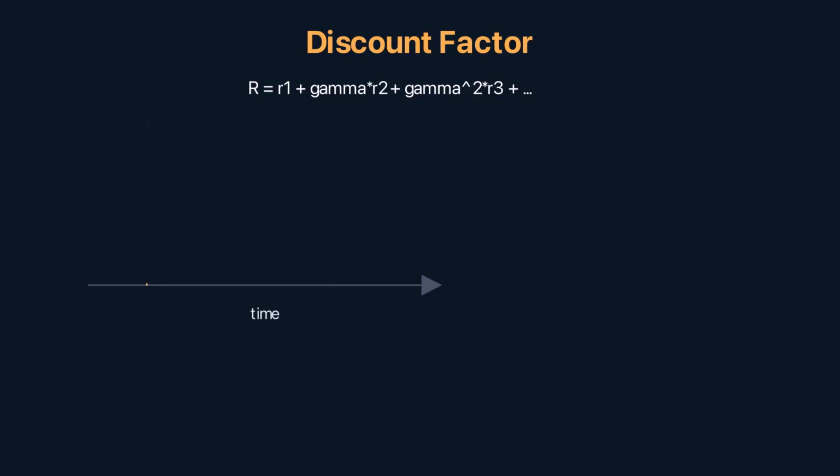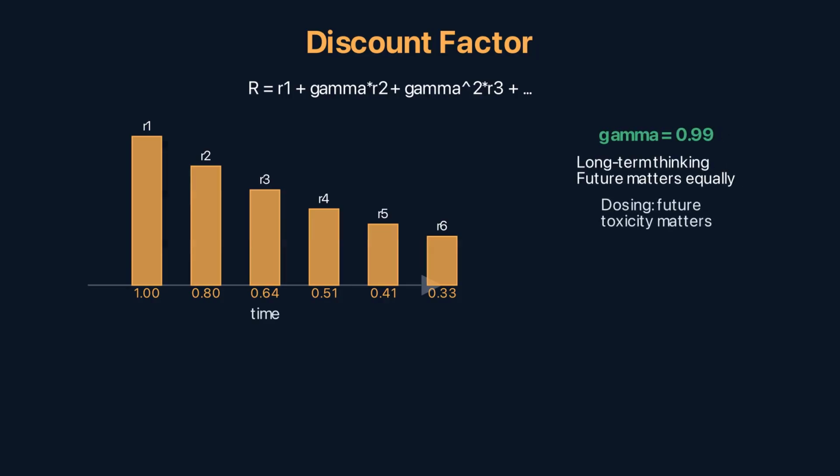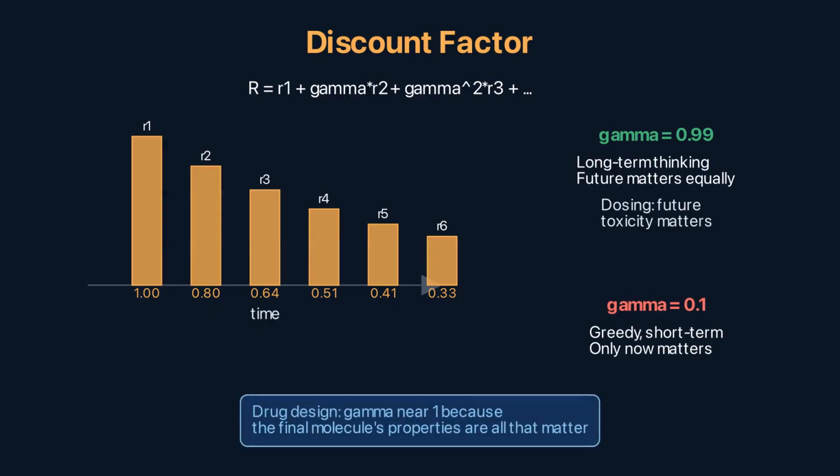A reward received now is worth more than the same reward received in the future. The discount factor gamma, between 0 and 1, controls this. Gamma near 1, the agent cares about the distant future, critical for dosing, where a dose today affects toxicity next month. Gamma near 0, the agent is myopic, only immediate rewards matter. For drug design, gamma is typically close to 1 because the final molecule's properties are all that matter.